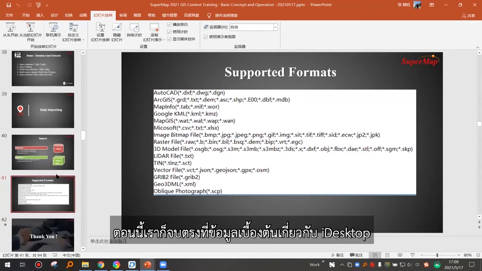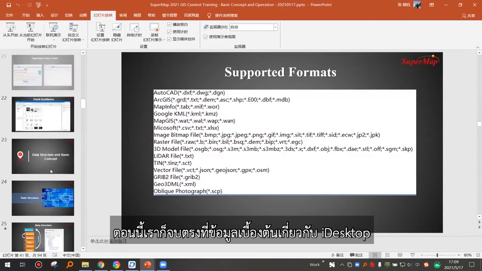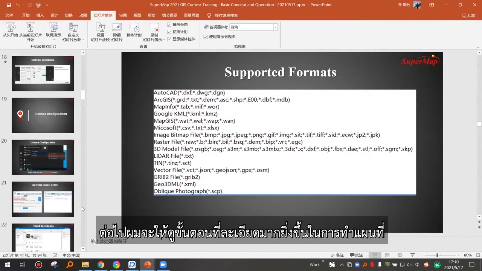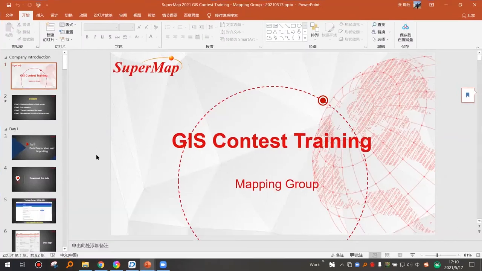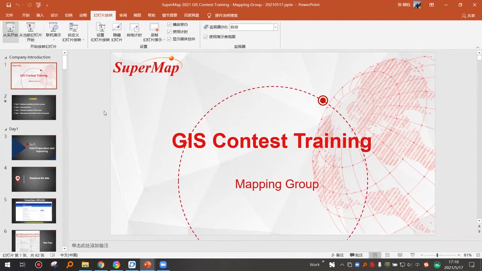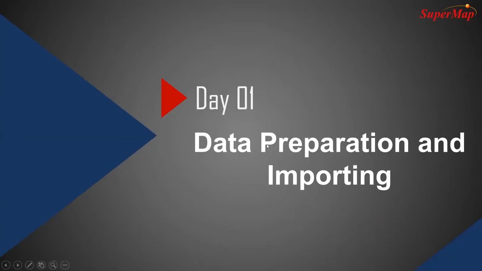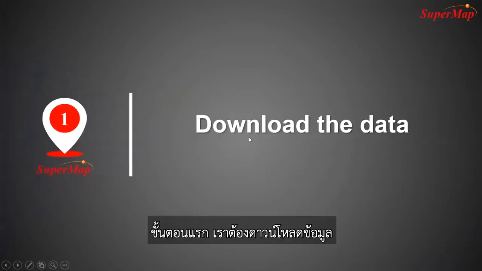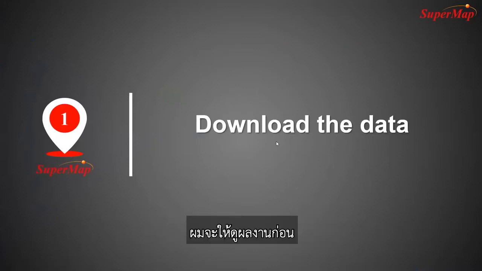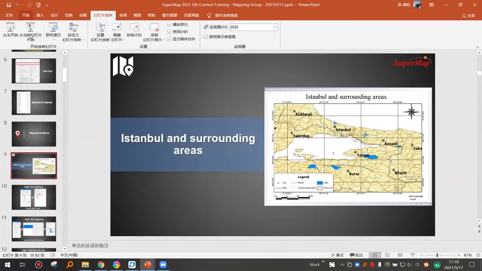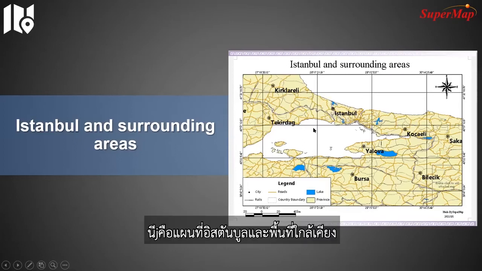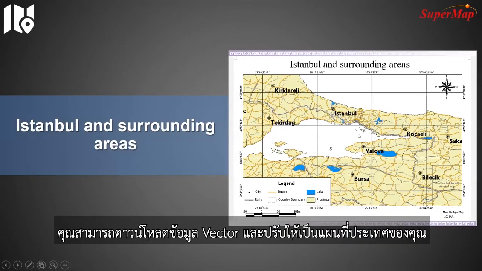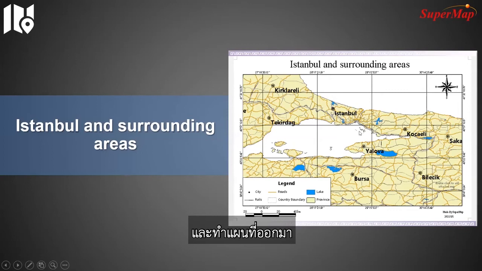Now I think we have finished some general concepts of iDesktop. And now I will show you some detailed steps related to our mapping work. So the first step, we need to download some data, but let me show you our final work first. Here, I will show you an Istanbul and surrounding areas map. And for you, you can download some vector data according to your country. So you make a map like this.